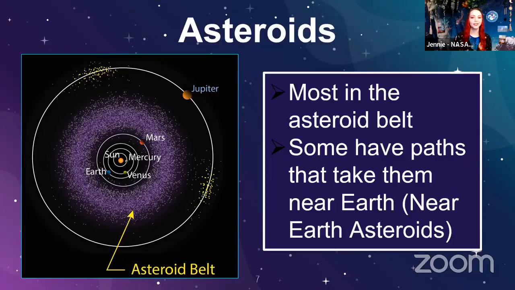So asteroids are orbiting the sun. Most of their orbits are in this area between Mars and Jupiter, like you can see in this picture here. But there are some asteroids that do, like I said, come close to our planet, and we call those near-Earth asteroids, which makes sense because they come near the Earth. And that will be important when we talk about what the DART mission did and what it accomplished earlier this year.